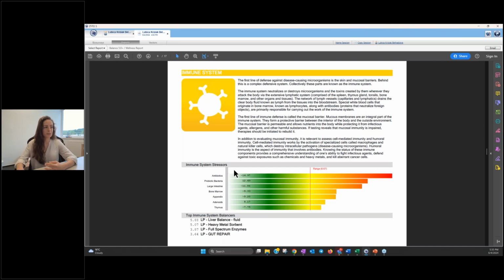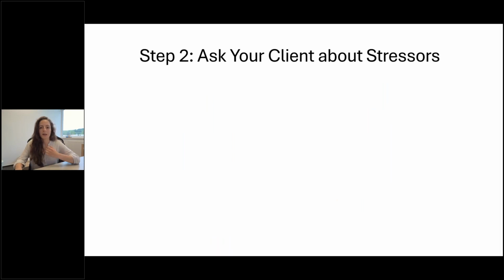So ask your client about antibiotics. Have they been taking any? Do they use probiotics, or is this something that is included in their diet? Just basic questions like this. And then if you want to learn more and discuss more with your client about why these are coming up for their immune system, I want to show you an example of how easy it is to get information, which can be so helpful when discussing a report with your client.